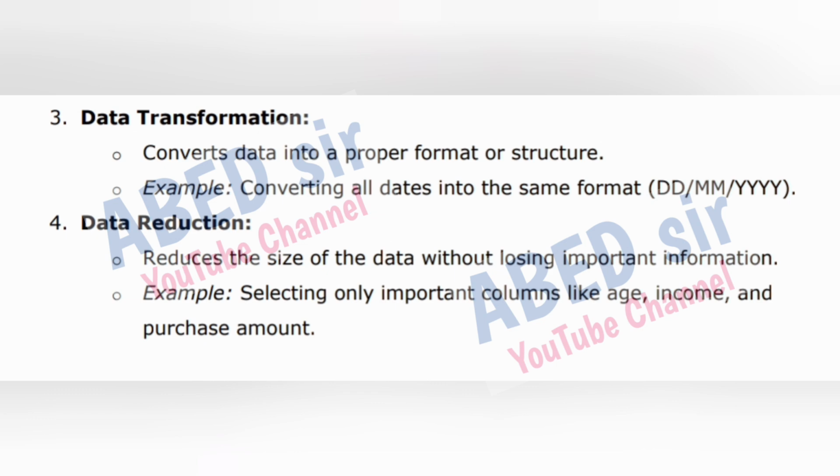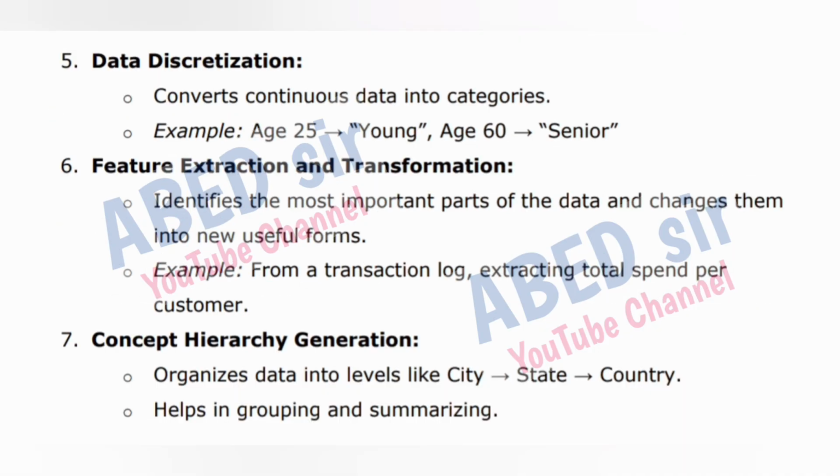3. Data transformation. Converts data into a proper format or structure. Example, converting all dates into the same format, DDMMYYYY. 4. Data reduction. Reduces the size of the data without losing important information. Example, selecting only important columns like age, income, and purchase amount. 5. Data discretization. Converts continuous data into categories. Example, age 25 young, age 60 senior.